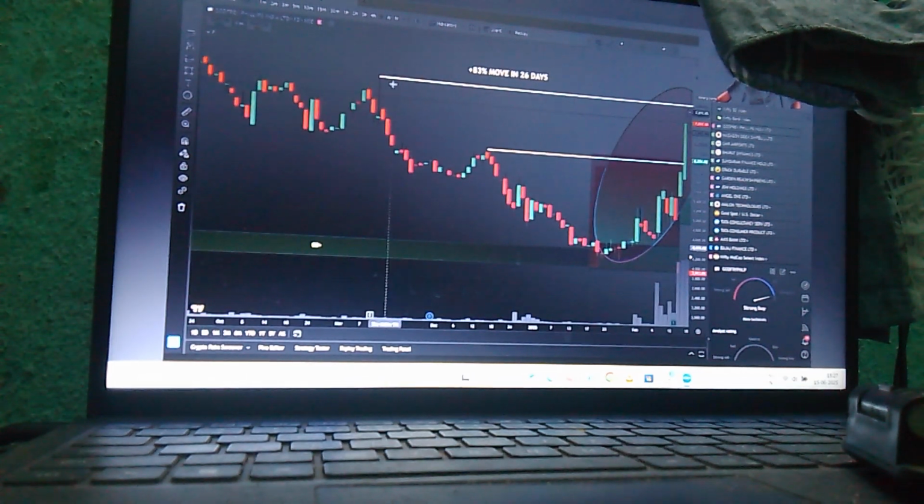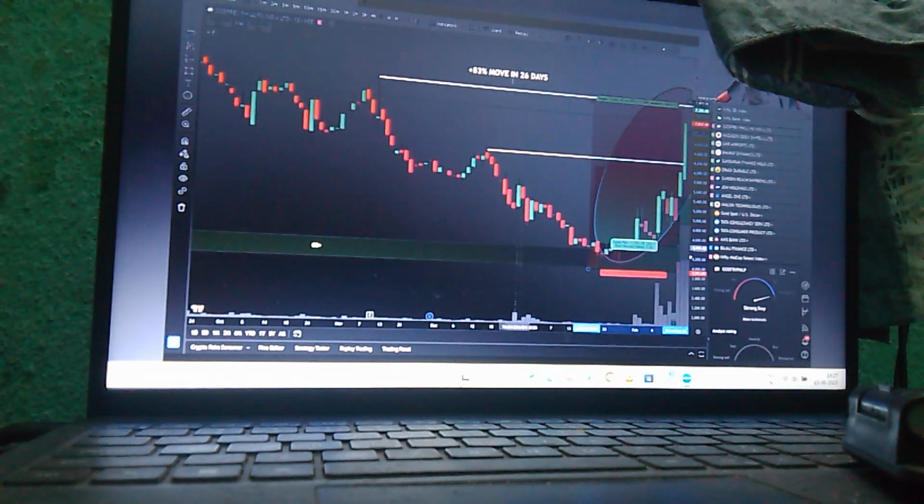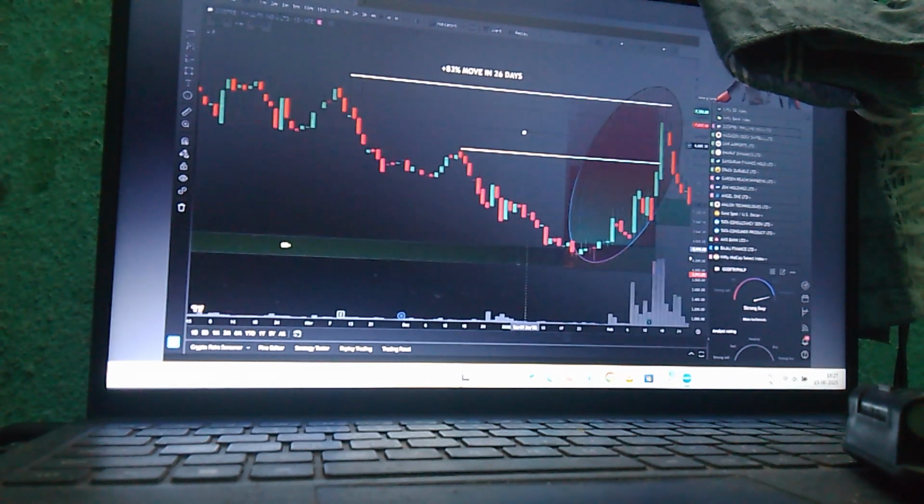And just look at the liquidity point. This is the point where liquidity was lying. This is exactly where other retail traders got trapped and you got your exit. And now this is an 83% move in 26 days.